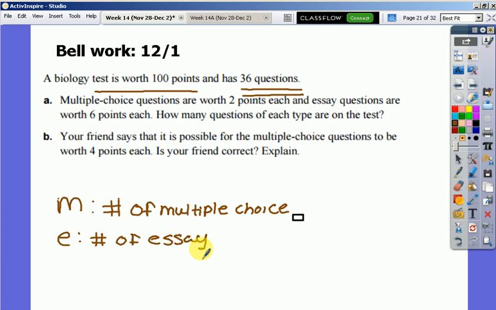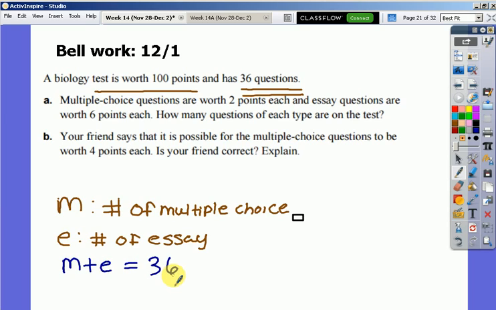Yes? x plus y equals 36. Yeah, or m plus e equals 36. Perfect. So I'm going to have m plus e equals 36. m plus e equals 36.